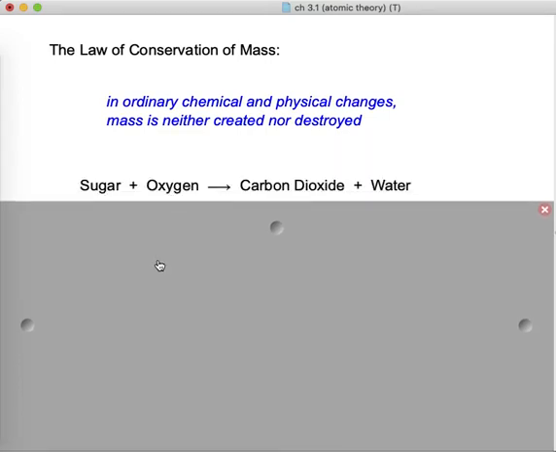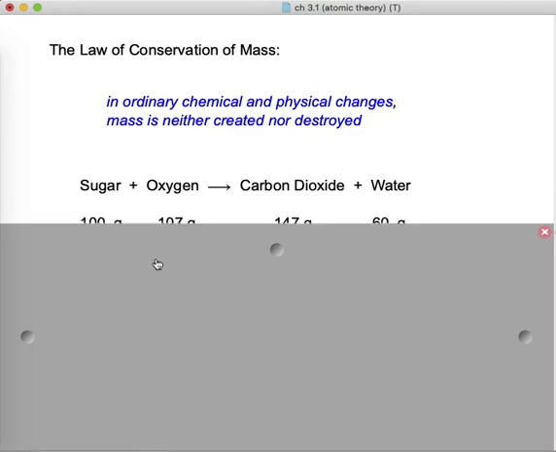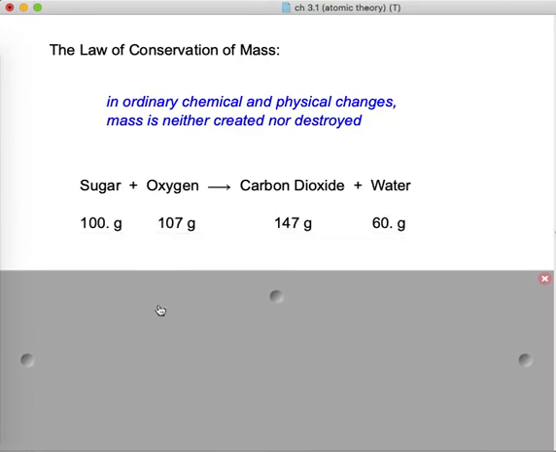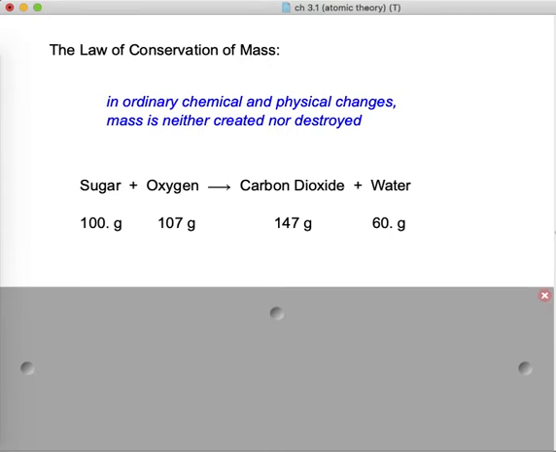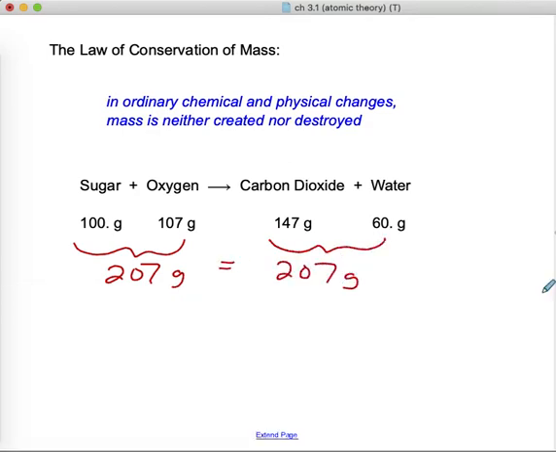Here's an example. If I burn sugar in oxygen, I form carbon dioxide and water. If I start with 100 grams of sugar, you can easily show that it takes 107 grams of oxygen to completely react with it, for a total mass of 207 grams. If you carefully collect and measure the mass of the carbon dioxide and water, you'll see you get 147 grams of carbon dioxide and 60 grams of water, which is also 207 grams. So we see that mass is conserved.